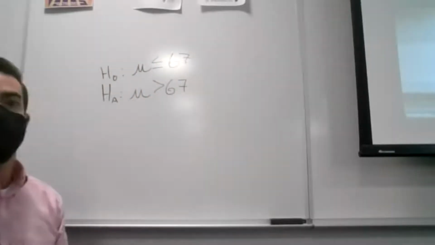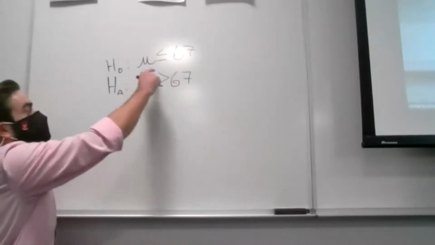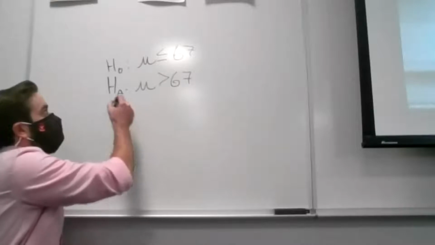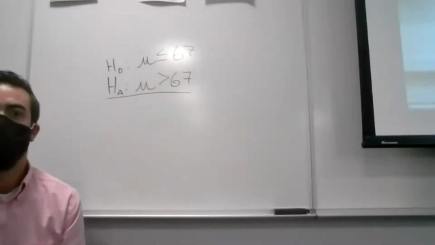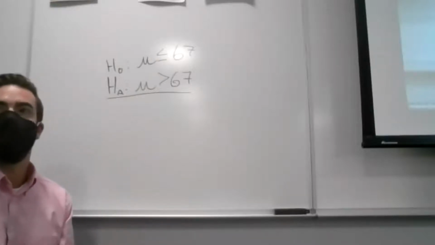So the null would be, there's a glare there, so let me see if I can fix that for the video. The null hypothesis is that it's less than or equal to 67, right? Now, the type of test we identify off of the alternative hypothesis, right? So is it greater than 67? So we have a right-tailed test.